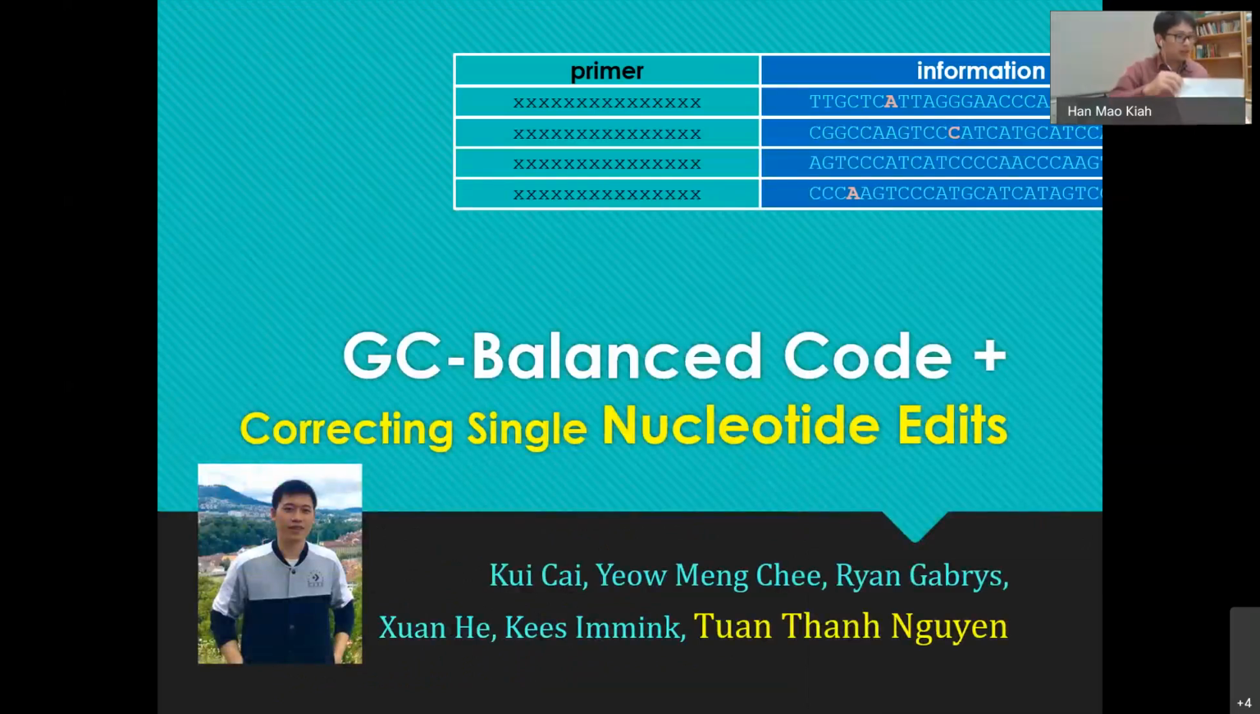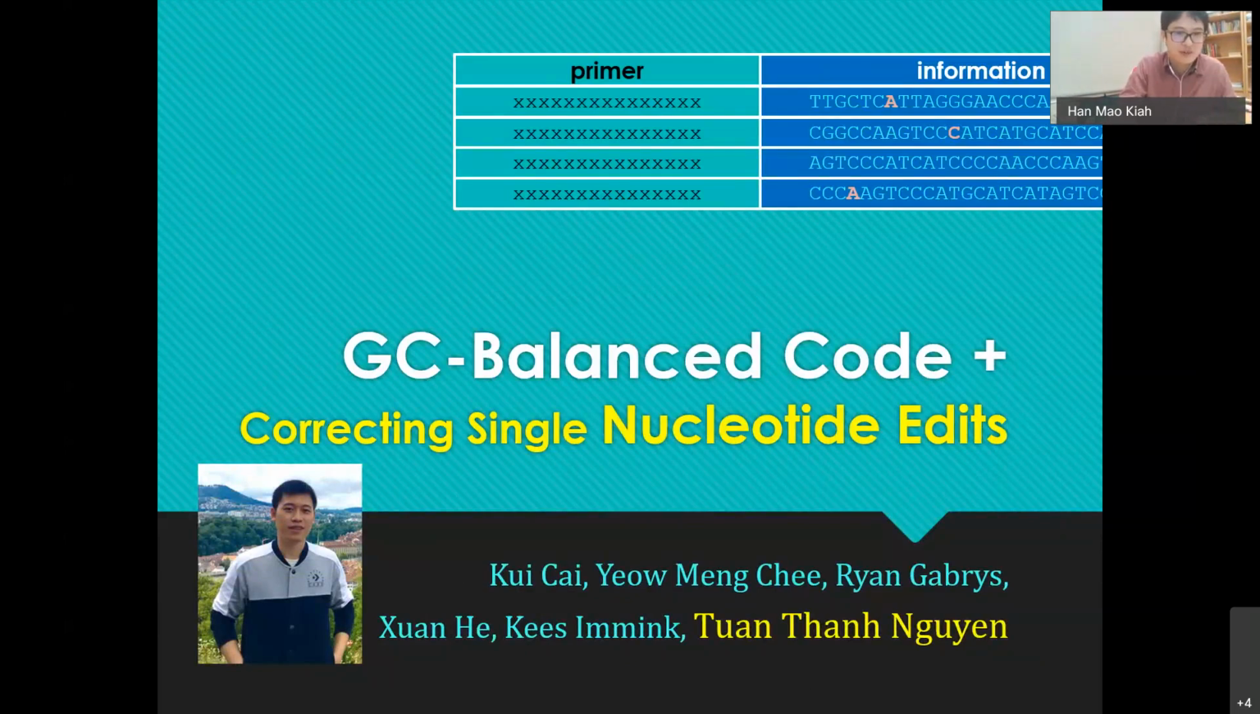Okay, so let's move on to the next part of our talk. In this part, we move away from coding of the primer sequences to the coding of the information blocks themselves. We're just going to deal with single errors, and in fact, we're going to look at a very special class of errors called nucleotide edits. As before, here we will require all our words to be GC balanced.